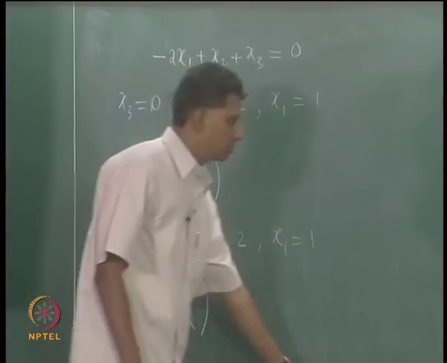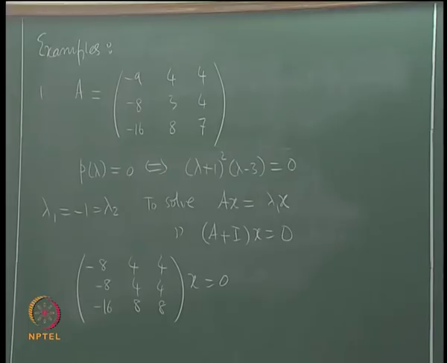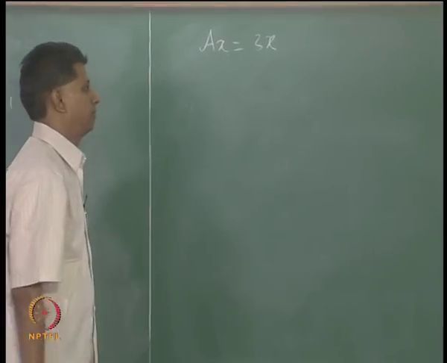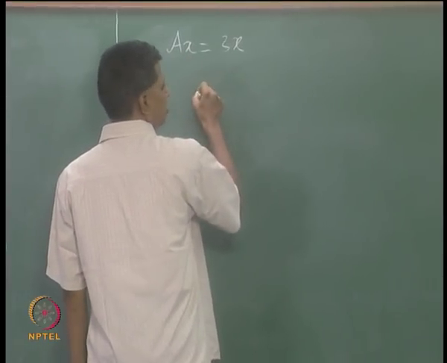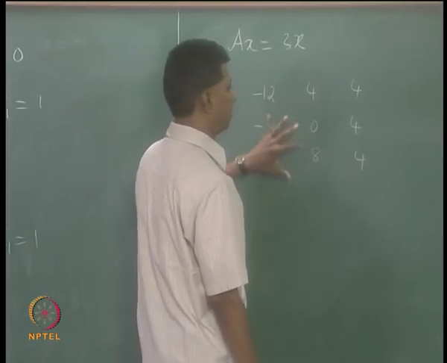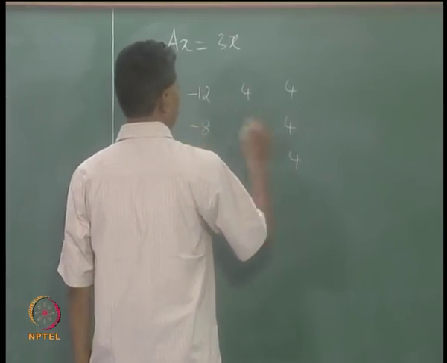Okay. Let's also calculate an eigenvector for the eigenvalue 3. I need to solve Ax equals 3x, that is A minus 3I times x. So I must solve minus 12, 4, 4, minus 8, 4 minus 16, 8, 4, I am looking at A minus 3I, minus 12, 0, 4, all the other entries are the same. So this into x.